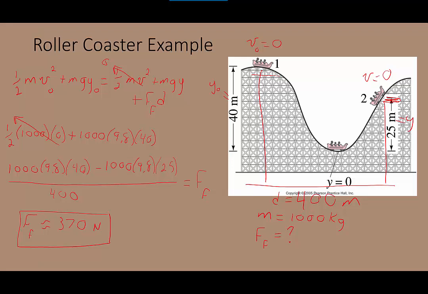With this, we could actually go further if we wanted to. We could find out what the coefficient of friction is on the track. We could find out the normal force on the track at point 2. We could find out all sorts of other stuff. But for the moment, we're not going to. This is all that you're going to need to know how to do that relates conservation of energy with dissipative forces.